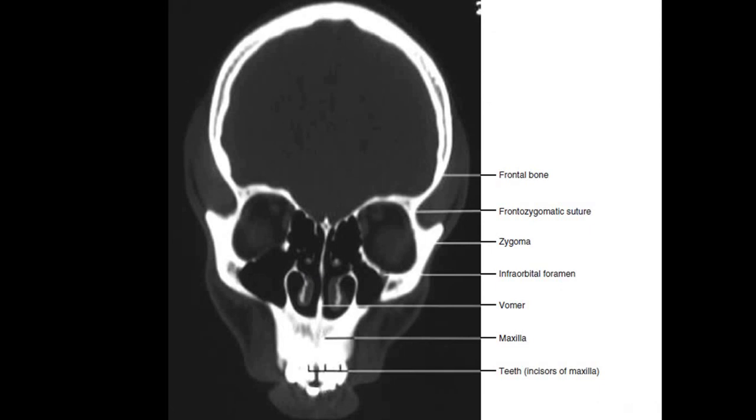Here we start to see a series of coronal CT images, bone window as well. So this one is more anterior. So here we can see the frontal bone. This area is the frontozygomatic fissure, the fissure that connects the frontal bone to the zygomatic bone. This is the zygomatic bone. Infraorbital foramen, vomer of the nasal septum. This is the inferior nasal concha, the maxilla, and teeth.